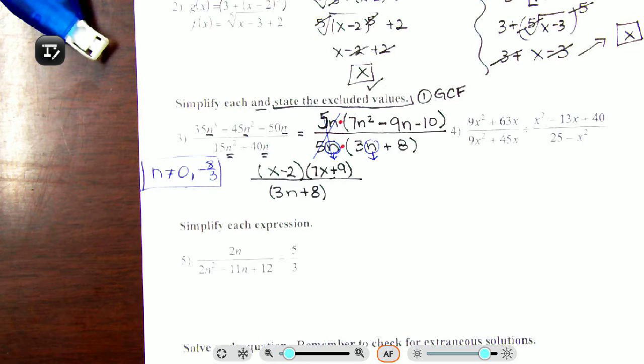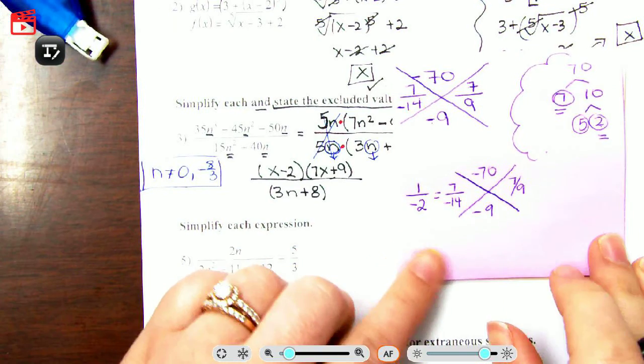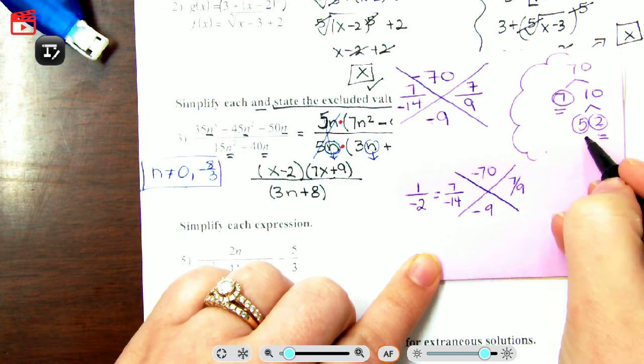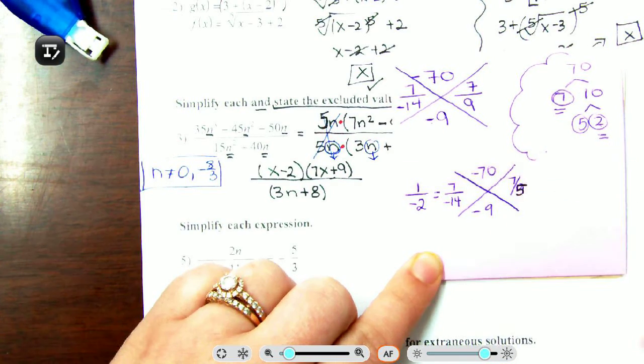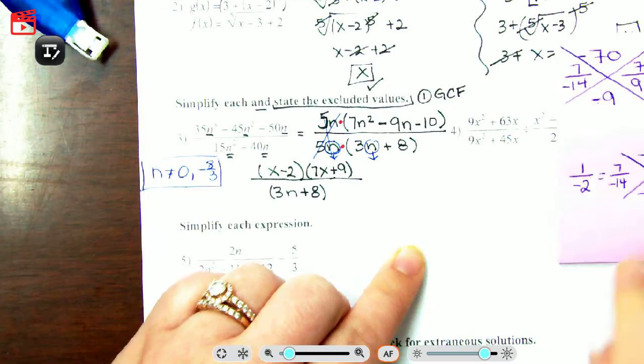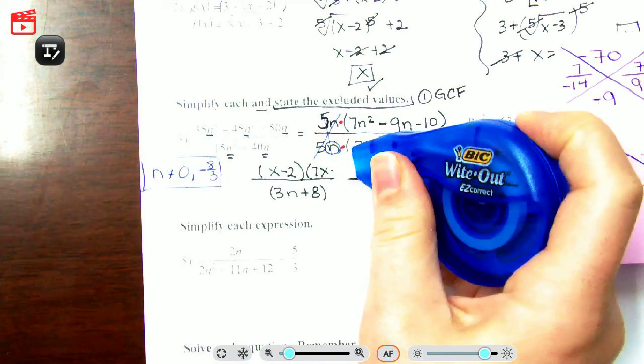That's weird. Oh, you know what? I found another mistake that I did. See, mistakes happen. We're all human. I should have written down 5 here, not 9. I don't know what I was thinking. That should have been a 5. So this is a 5.